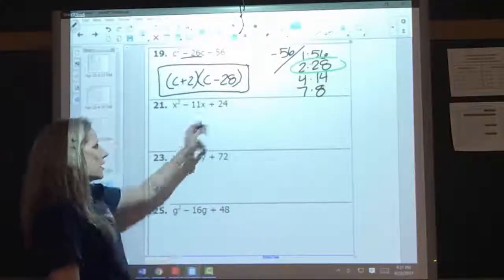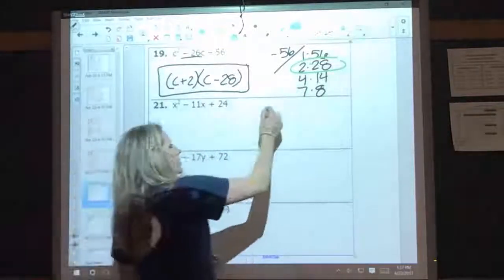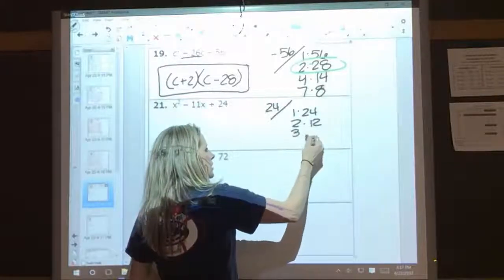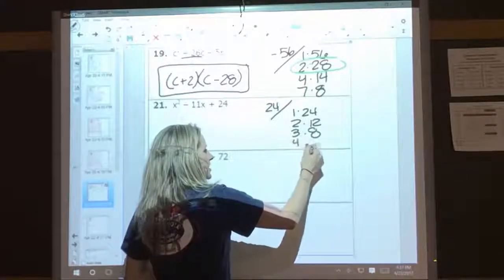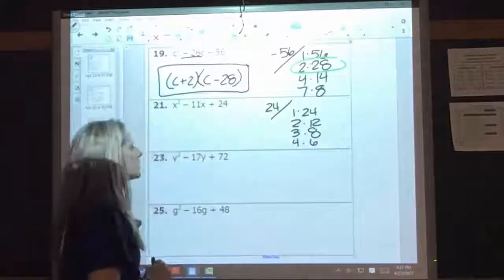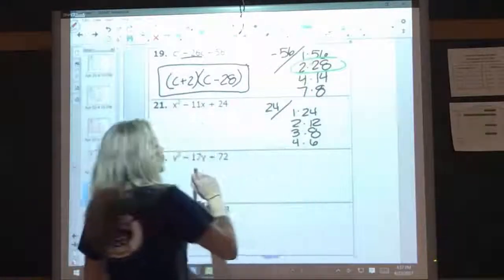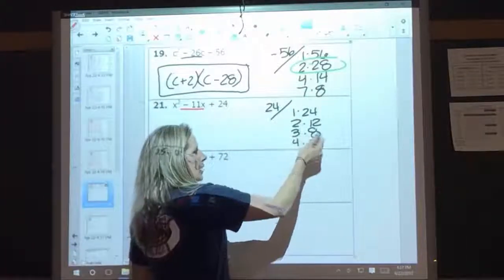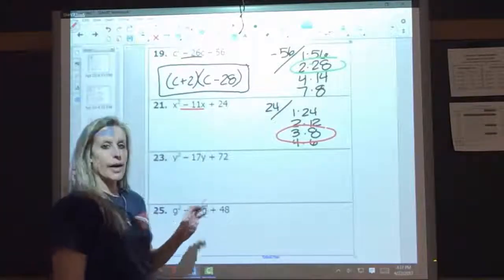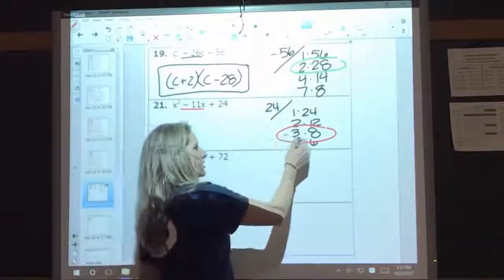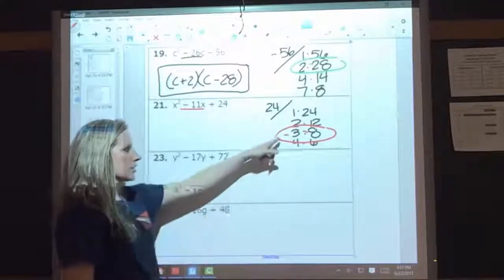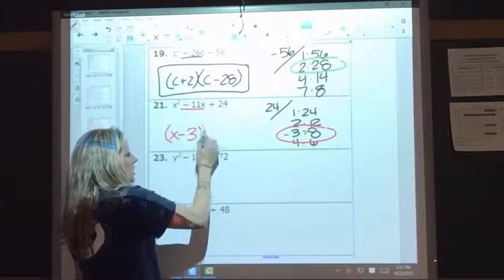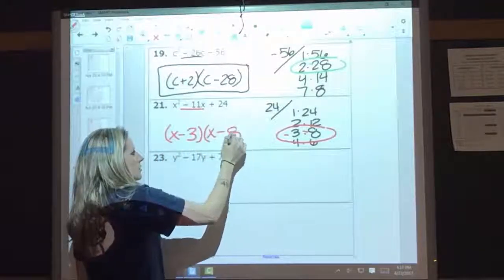All right, 21. We want to find the factors of 24. So 1 and 24, 2 and 12, 3 and 8, 4 and 6. That's it. So which 2 will add or subtract to give you a negative 11? Okay, 3 and 8 will add up to be 11. So if you want a negative 11, both of these numbers are going to have to be negative. Negative 3 and negative 8. Okay, so my factors would be x minus 3 and x minus 8.